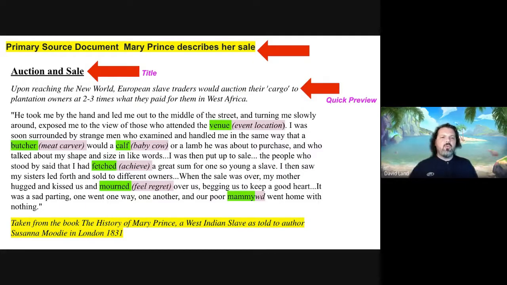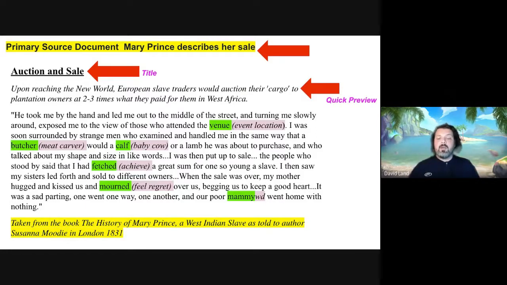Upon reaching the New World, European slave traders would auction their "cargo" to plantation owners at 2 to 3 times what they paid for them in West Africa. So cargo is in quotes, meaning that we are not meant to believe that the people of slavery are actual pieces of goods. It's meant to give us the idea that we are thinking about people, but back then, those slaves were treated like property. So it's kind of gross to think about, but that's exactly what slaves were looked at. They were looked at like cargo, like property.